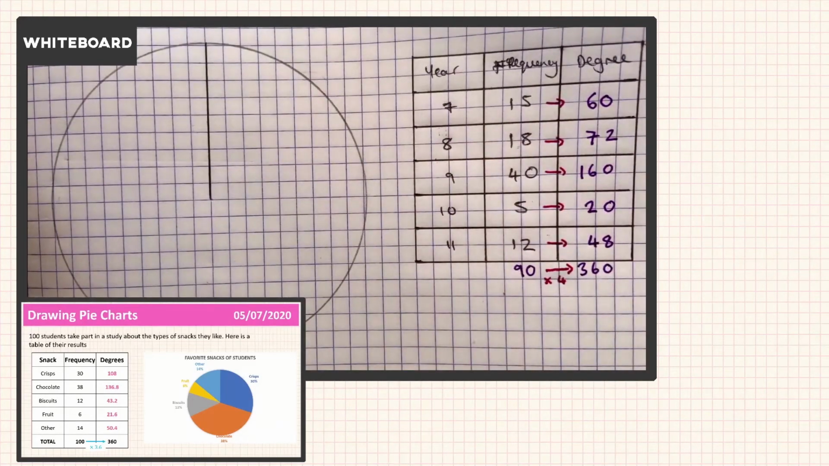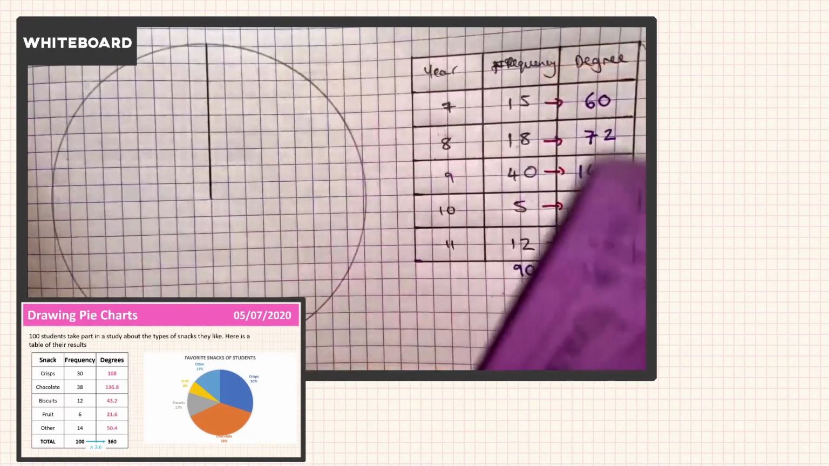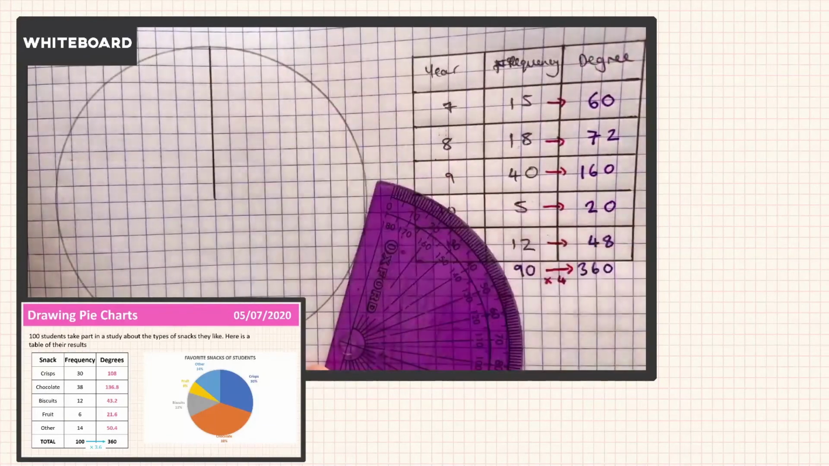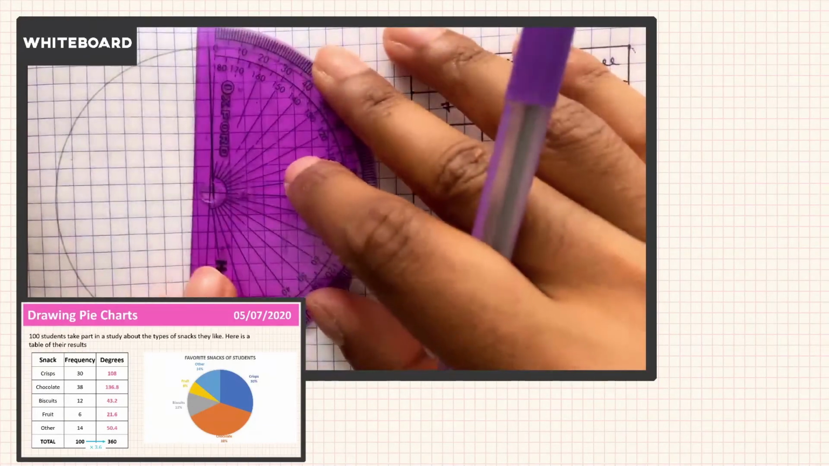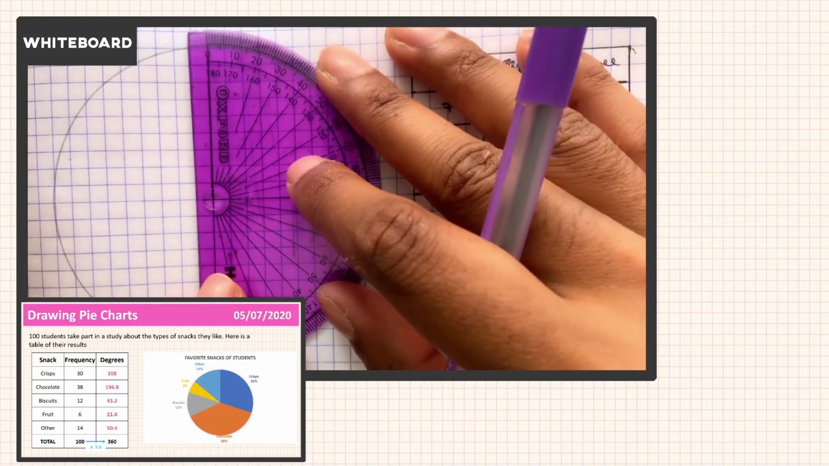So to do that, I'm going to grab my protractor here, and I'm going to plot the first point. What I'm going to do is put the center of my protractor, that point right there, on the center of my pie chart. So there we go. Line it up. Make sure that bottom line is on there.